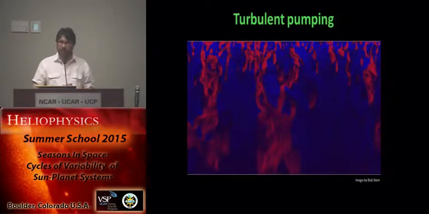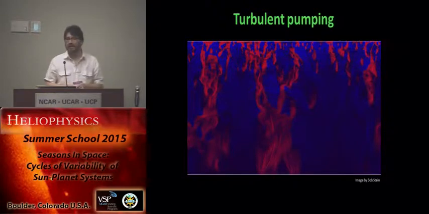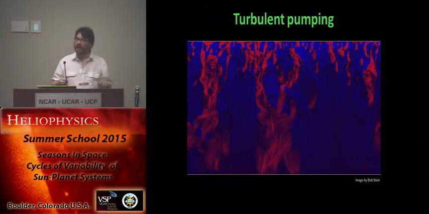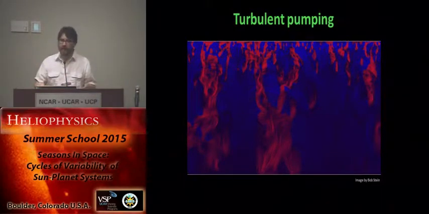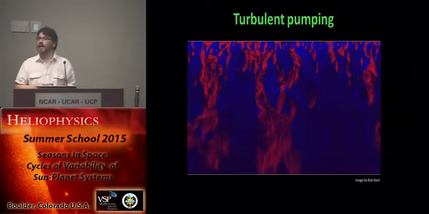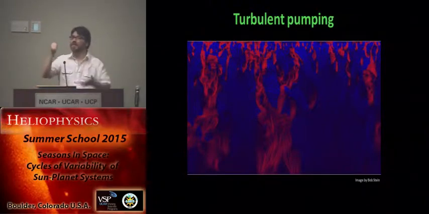And then when you make a three-dimensional cut in a simulation, everything that is blue is going up. Everything that is red is going down. You can see this asymmetry, right? There is more area covered by blue than by red. And that is basically the fact that you have this asymmetry.